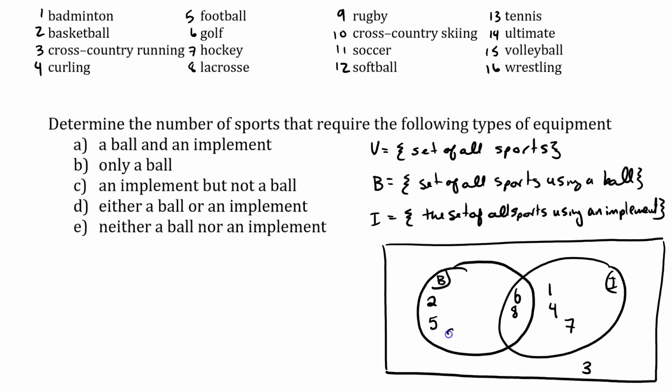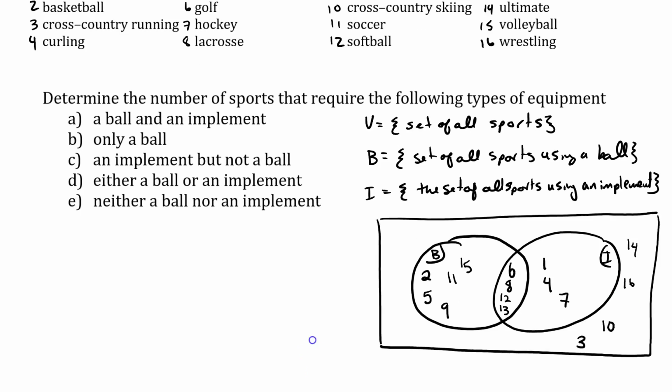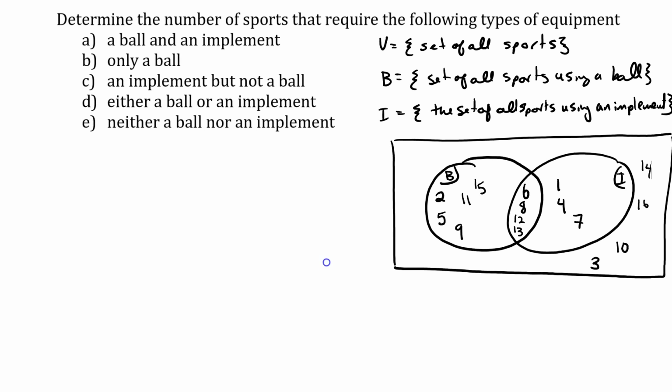Rugby has a ball. Cross-country skiing has neither implement nor ball. Soccer has a ball. Softball has both a ball and an implement. Tennis has both a ball and an implement. Ultimate has neither. Volleyball has a ball. And wrestling has neither. So let's use our Venn diagram here to answer the following questions.